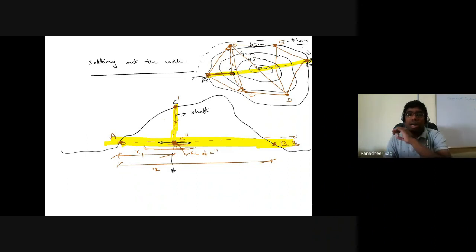Okay, so the ultimate objective of the discussion here is the triangulation. The purpose of triangulation is not just to prepare your control network, it is also useful for setting out the works. So that's the other objective of your triangulation process.